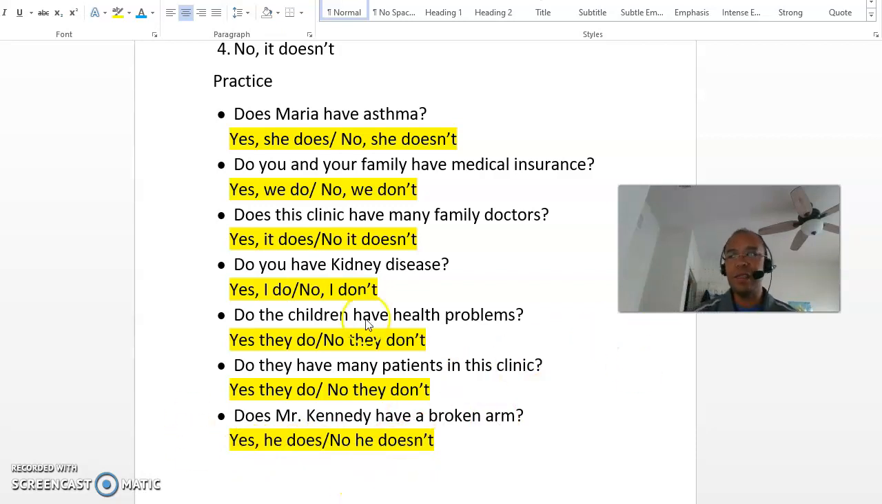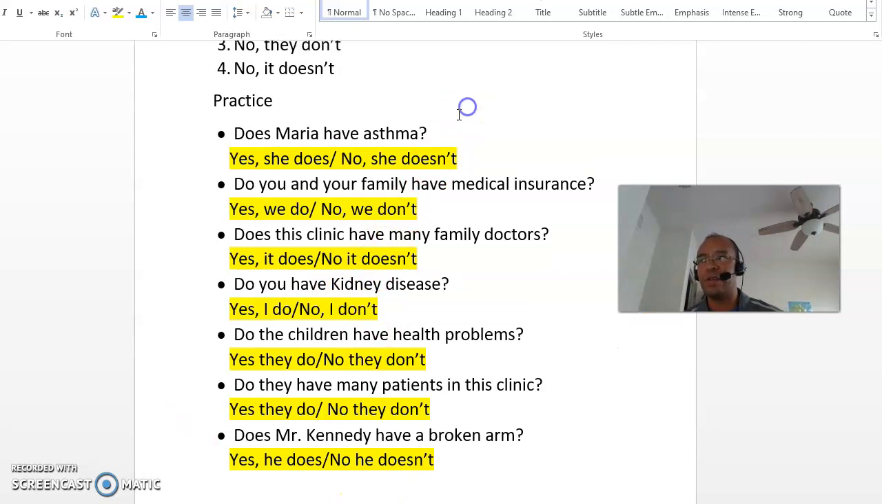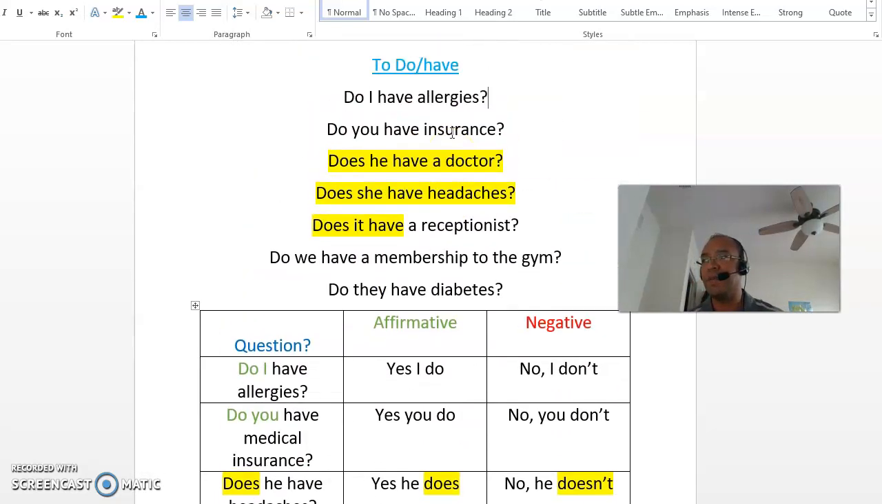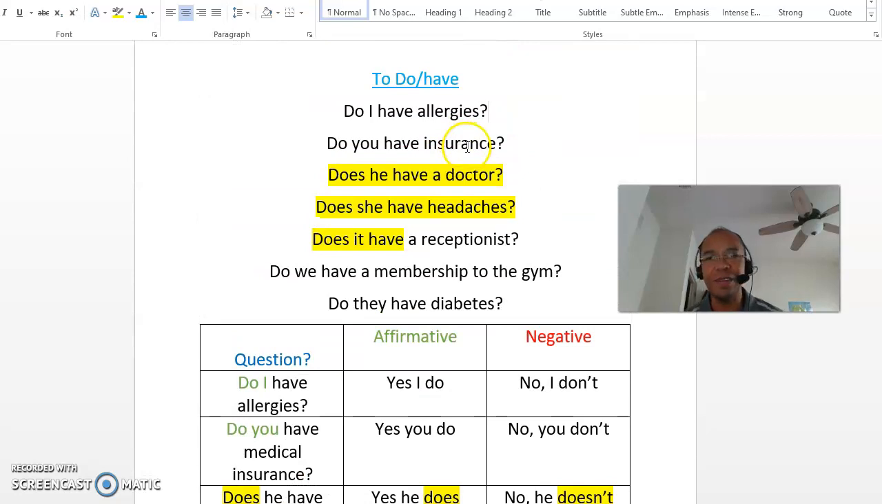So these are the things that you have to remember when you're using the verb to do and to have. Okay. I hope you guys learned something today, and I will see you next week.